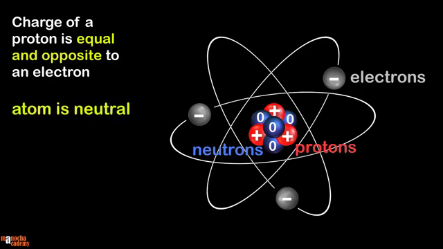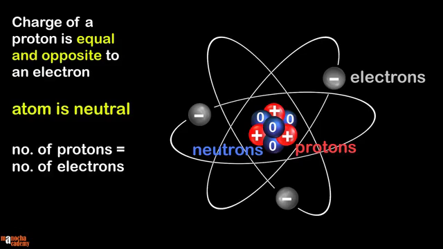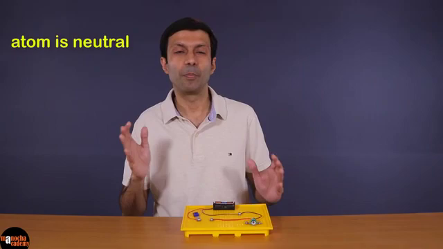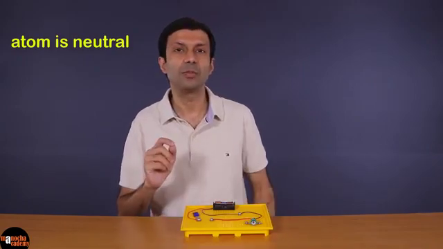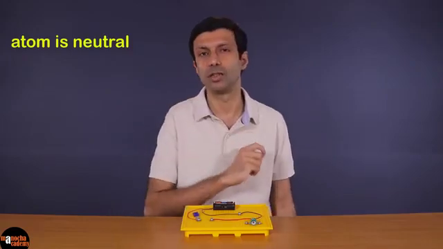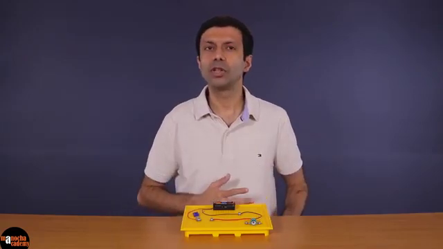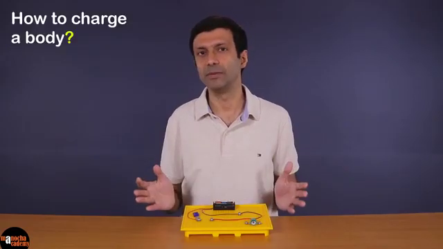Now, the charge of a proton is equal and opposite to that of an electron. So, an atom is neutral since it contains equal number of protons and electrons. So, the positive and negative charges cancel each other, and the atom itself has no charge. So, the question is, then how do we charge a body?